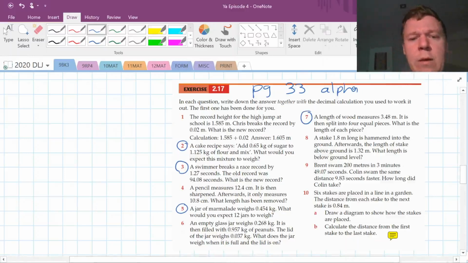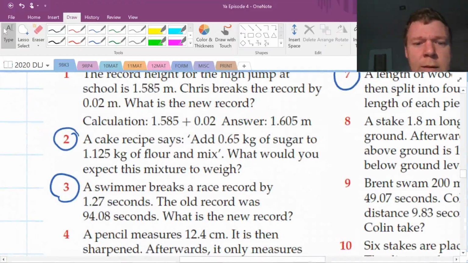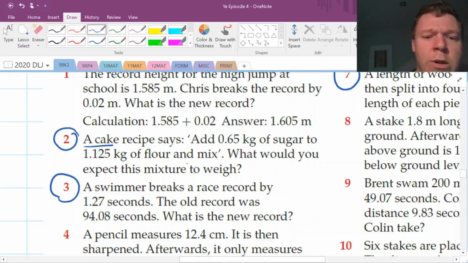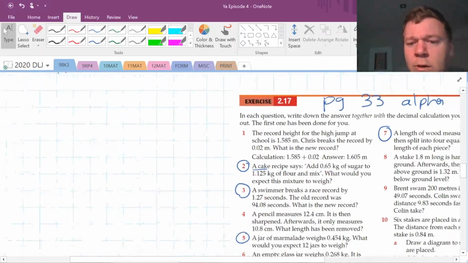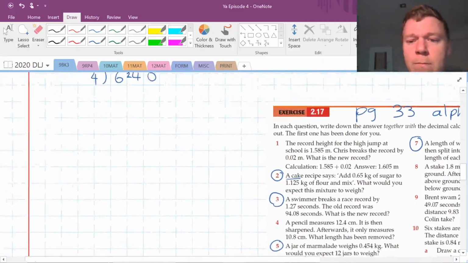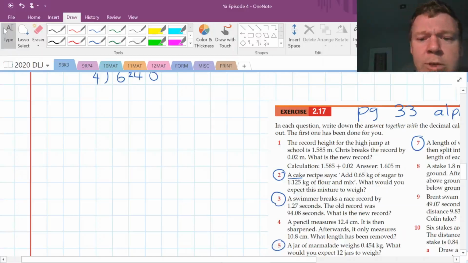Okay, so a cake recipe says add 0.65 kgs of sugar to 1.125 kg of flour and mix. What would you expect this mixture to weigh? Okay, so it's going to weigh what all the things you put in weighed, right? That would be logical.